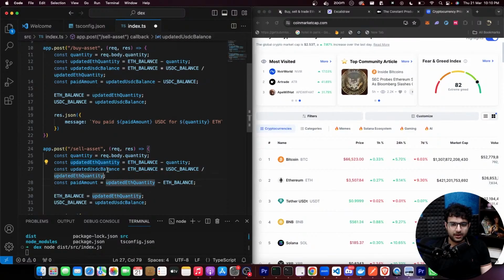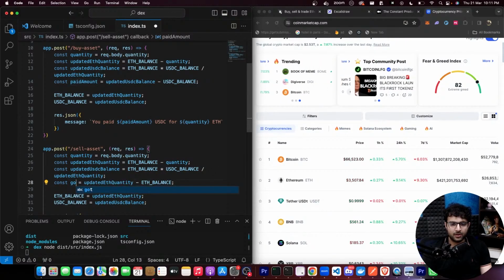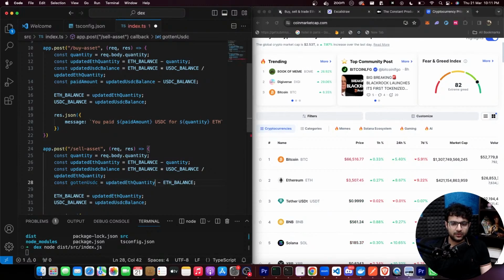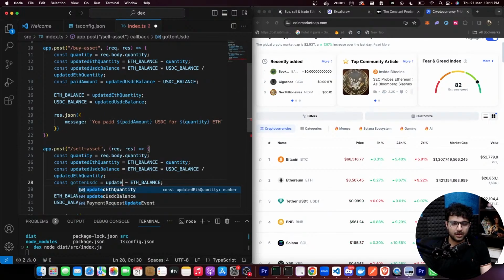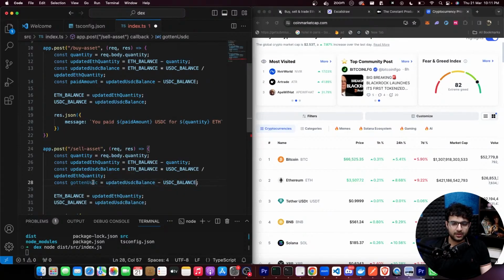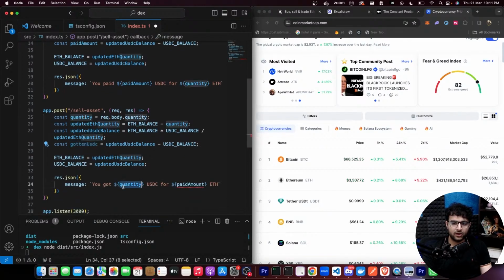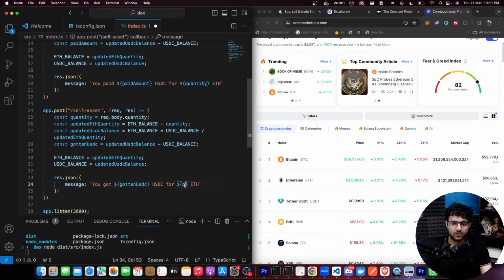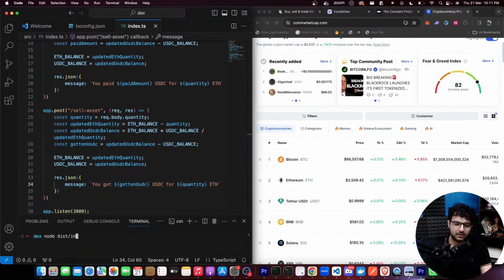Updated ETH quantity is this. Updated USDC balance is this. Gotten USDC is updated USDC balance minus USDC balance, and then this is this. You got this much USDC for quantity ETH. All right, let's restart.